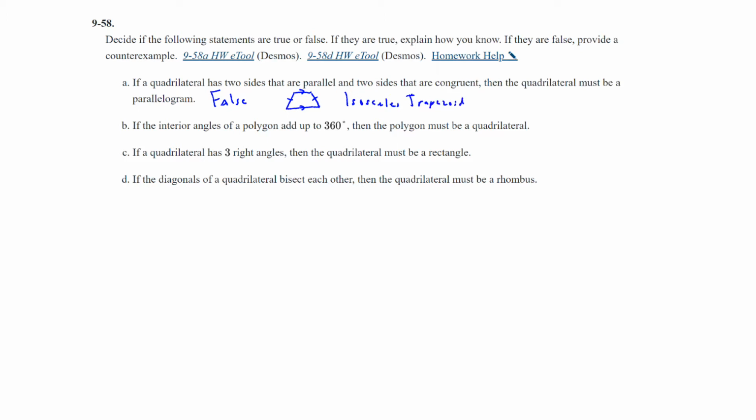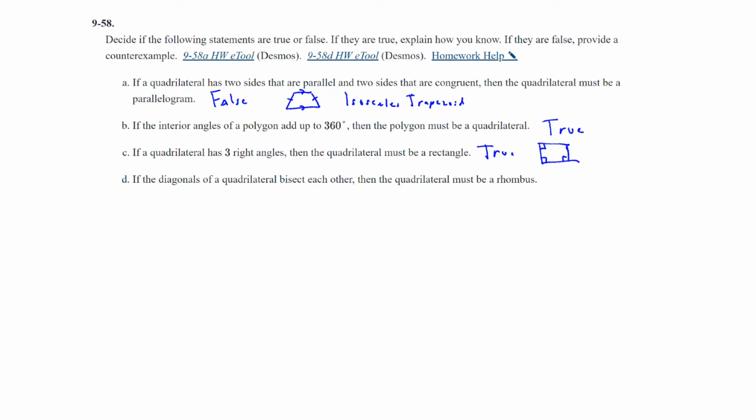Part B. If the interior angles of a polygon add up to 360 degrees, then the polygon must be a quadrilateral. And that is true because the sum of the interior angles of a quadrilateral is equal to 360 degrees no matter what. So part C, if a quadrilateral has 3 right angles, then the quadrilateral must be a rectangle. That is also true. So 3 right angles: 1, 2, and then once you create that third one, it's going to create a rectangle.